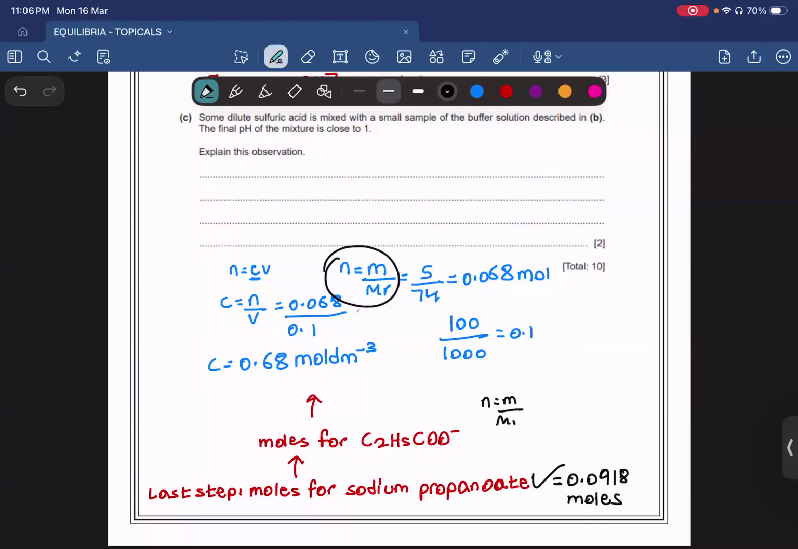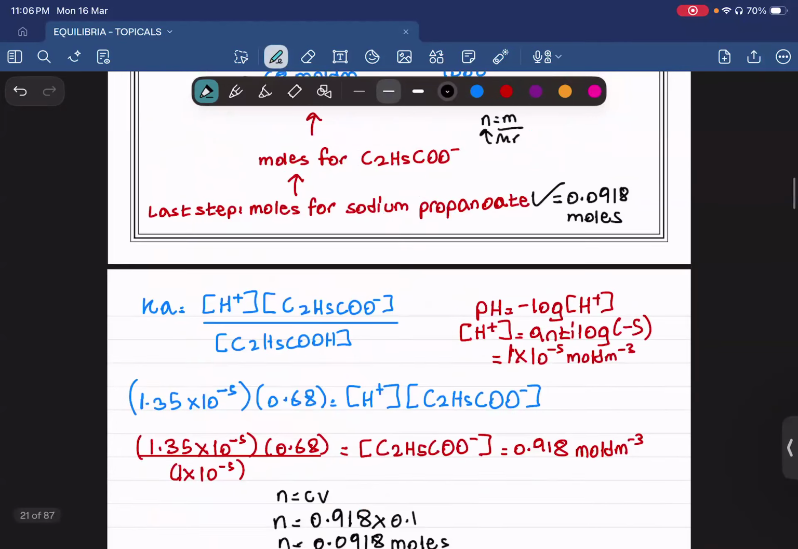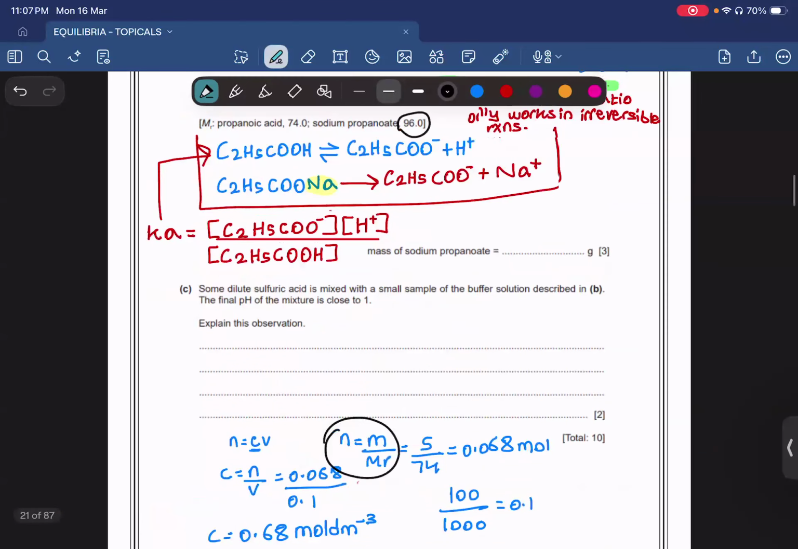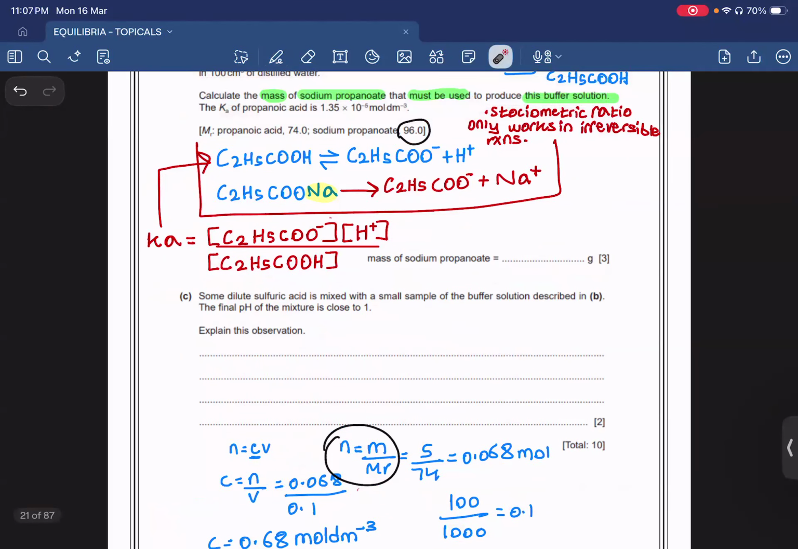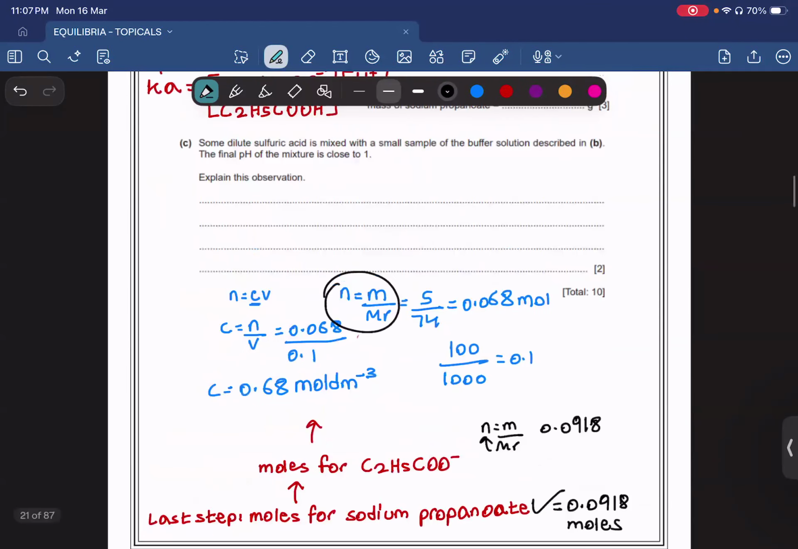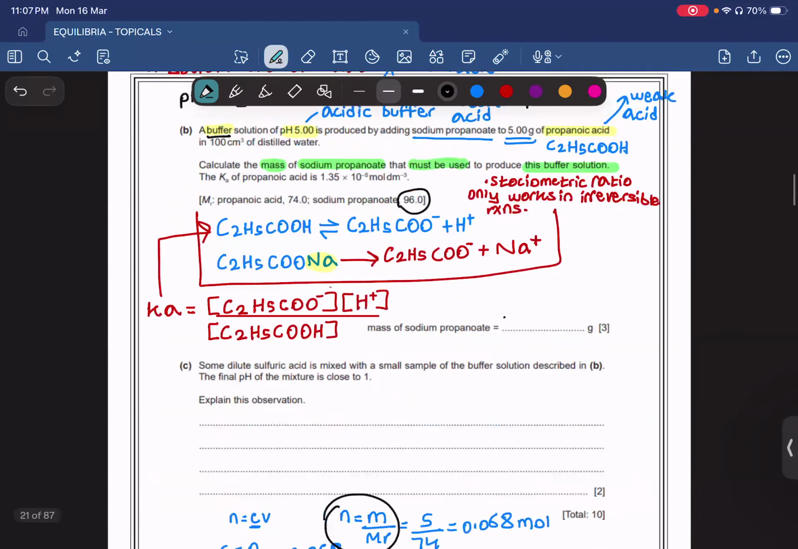Now, if they're asking you for the mass, just use this formula. N equals mass upon molar mass. Take the molar mass of sodium propanoate and multiply it with the moles. That is 96. Just a second. I think I messed up. Hmm, no, I didn't. Okay. I thought for calculating the moles of propanoic acid, I took 96, but no, I took 74. So that's good. So what do we have to do now? 0.0918 multiplied by 96. That is 8.8128 grams. So this is 8.8 grams.